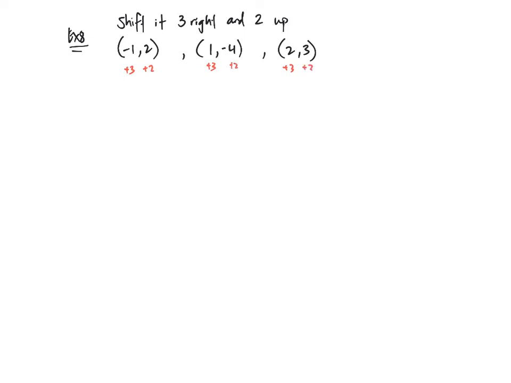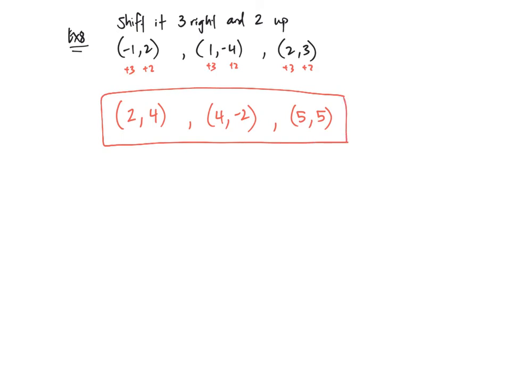So the result, therefore, after the shift: -1 plus 3 is 2, 2 plus 2 is 4, so there's 1 point. 1 plus 3 is 4, -4 plus 2 is -2, and then 2 plus 3 is 5, 3 plus 2 is also 5. So these would be the resulting vertices if you were to apply those translations.